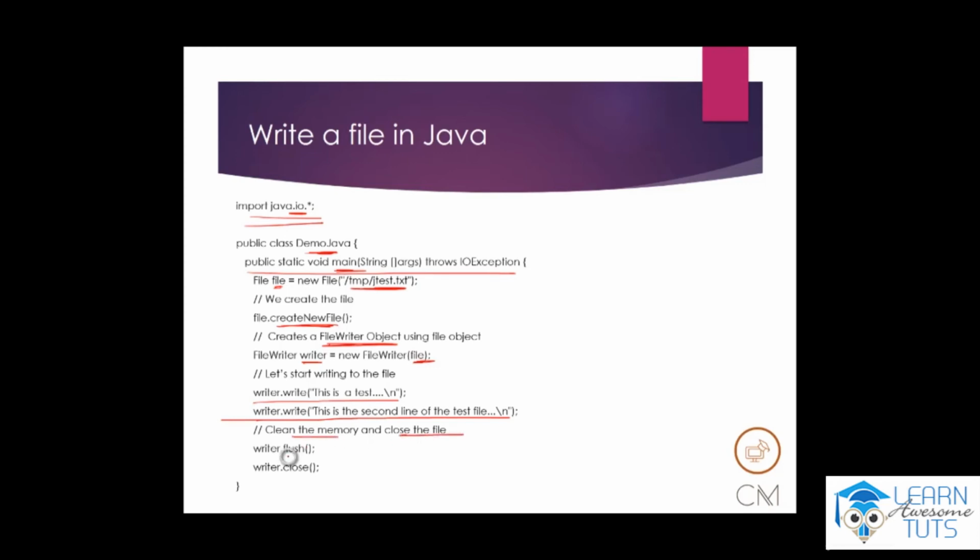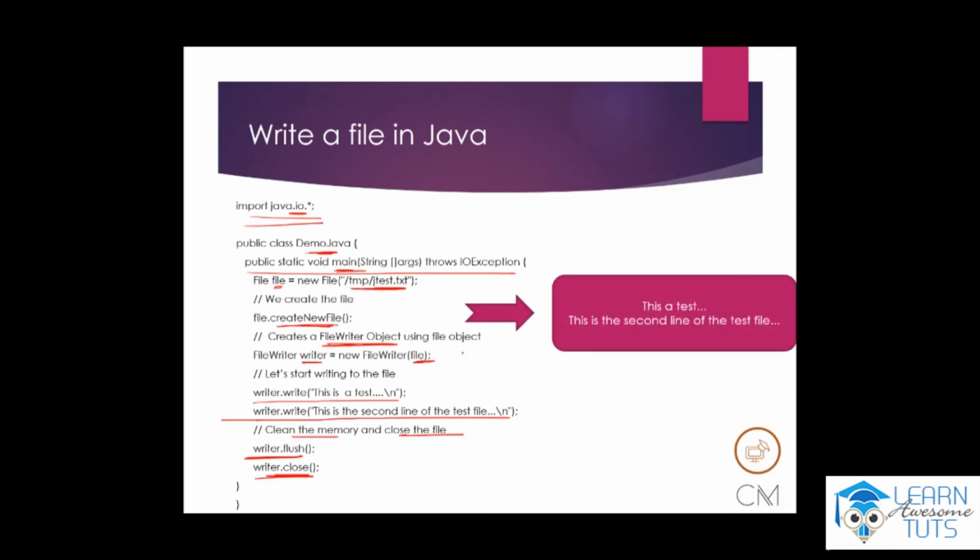We clean the memory with writer.flush, and we close the file with writer.close. As you can see, in Java we don't define specific modes. I just use a file to create, and then I define a specific object, FileWriter or FileReader, to write or read data in a specific file.